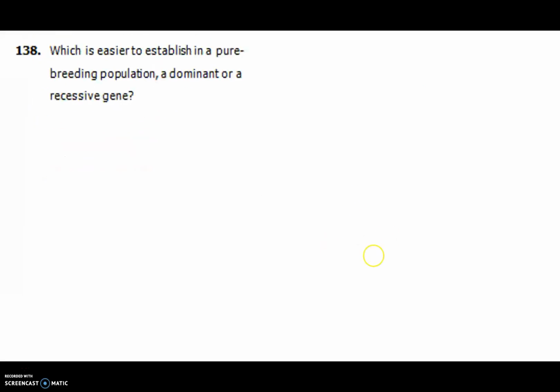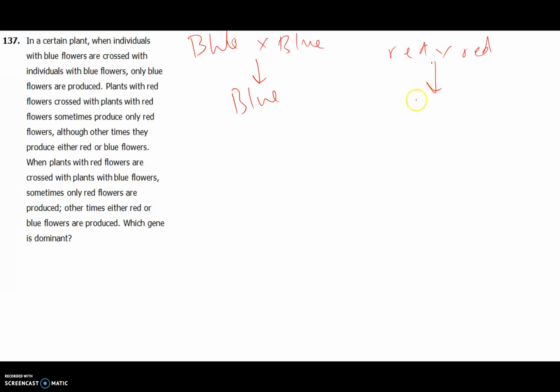Sometimes they produce only red. Sometimes they produce red or blue. When plants with red flowers are crossed with plants with blue flowers, sometimes only red flowers are made. Other times, either red or blue flowers are produced.